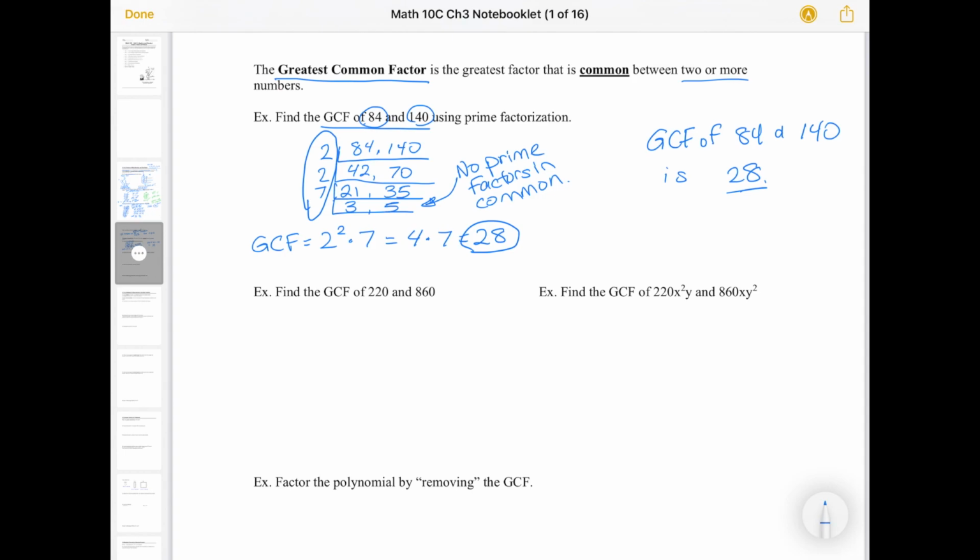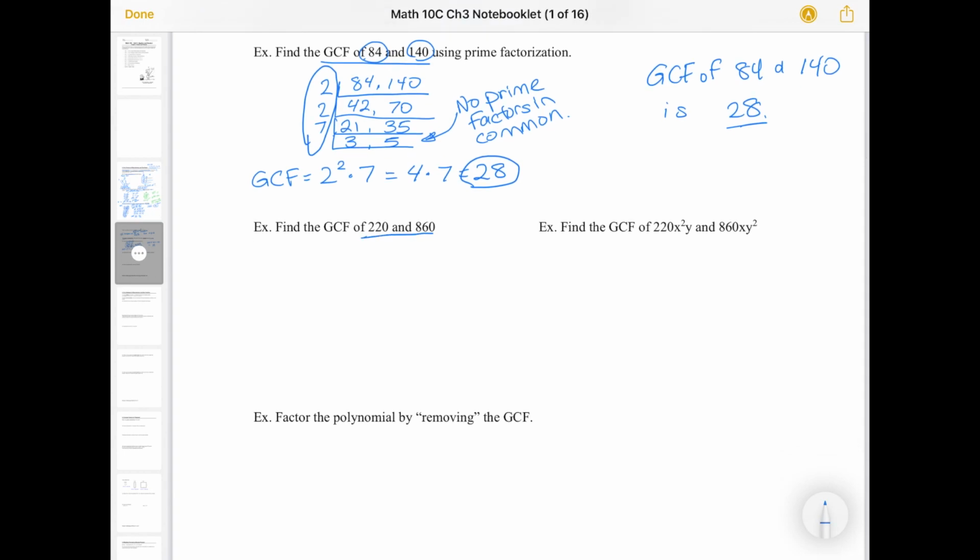All right, we keep going. Let's look at some more examples. So again, I set them up just beside each other in my upside down division sign. These are also both even numbers, so I divide by 2, and I get 110 and 430. Lining everything up in a nice neat line.